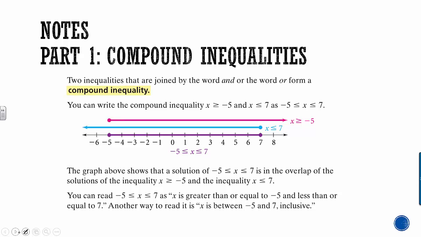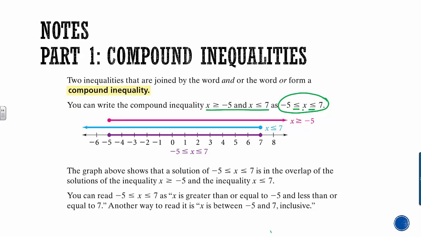You can write the compound inequality x is greater than or equal to -5 and x is less than or equal to 7 as this. So they put x in the middle, and how we would read this is -5 is less than or equal to x, which is less than or equal to 7. So we have two things here.